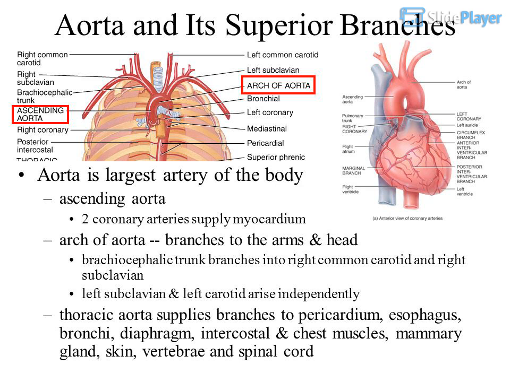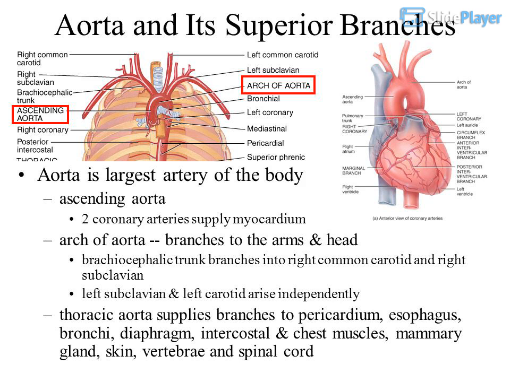The aorta is the largest artery of the body. The ascending aorta has 2 coronary arteries that supply the myocardium. The arch of the aorta branches to the arms and head. The brachiocephalic trunk branches into the right common carotid and right subclavian. The left subclavian and left carotid arise independently.